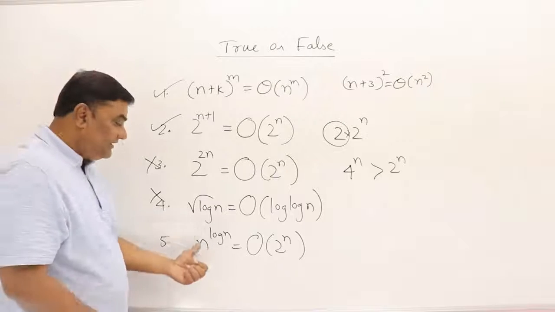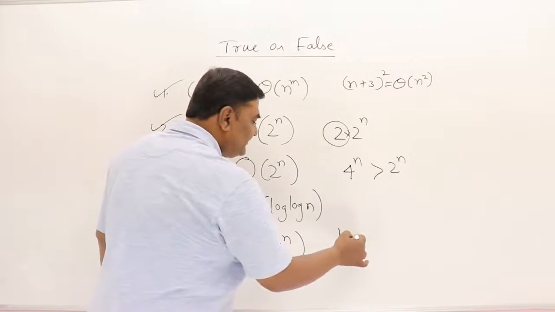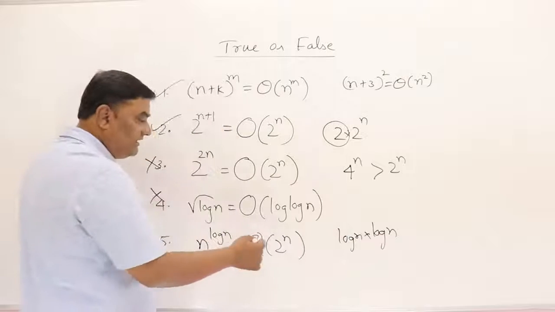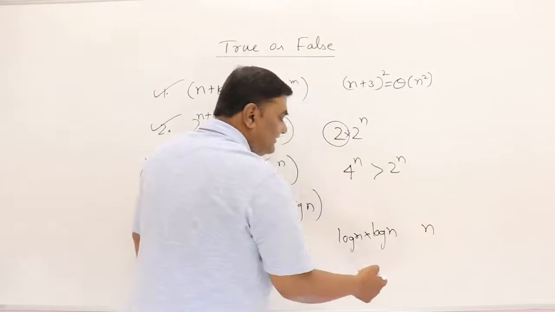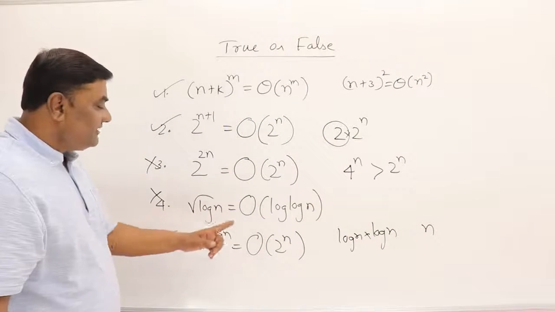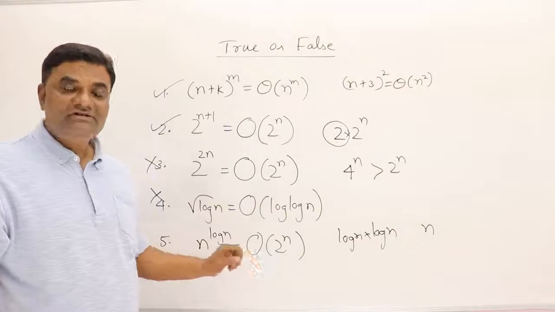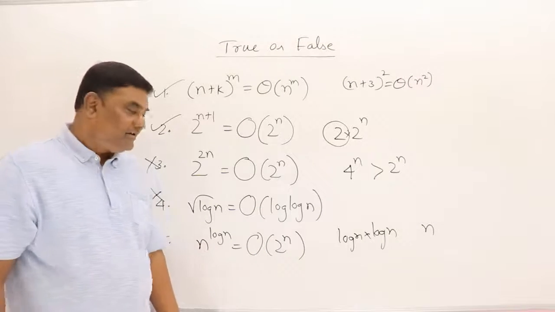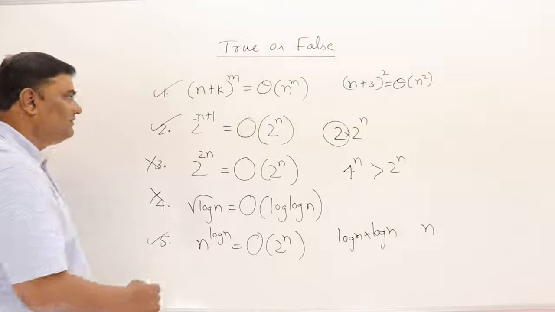Okay, this one, if I apply log on both sides, so this will be log n into log n. So that is log square n, and that is just n. So that n is greater. So yes, this is big O. Right? So this is correct.